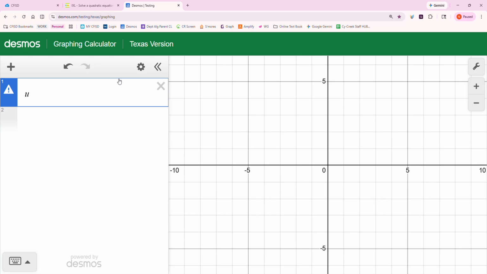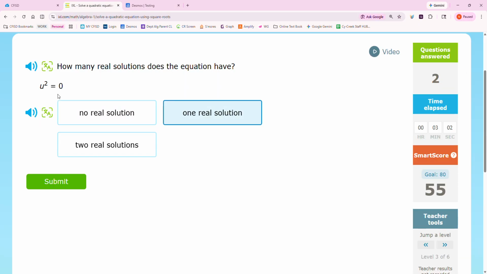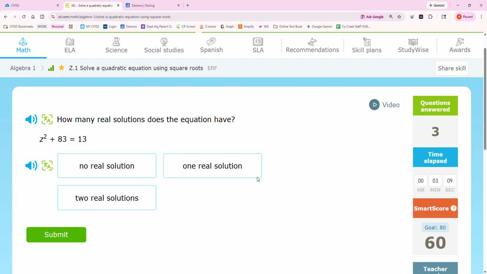U squared equals 0. I'm going to say there's no solution because you can't really take the square root of 0. Because the square root of 0 is 0. So, okay, the square root of 0 is 0. So if you take the square root of both sides, you're just going to have one real solution instead of two solutions. I had to think about that one.